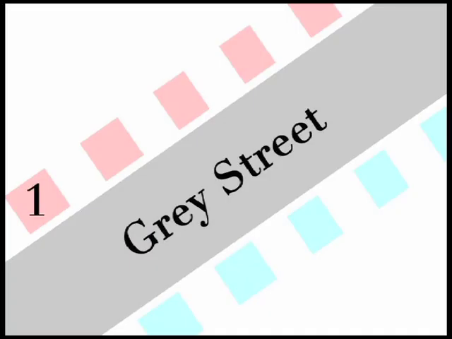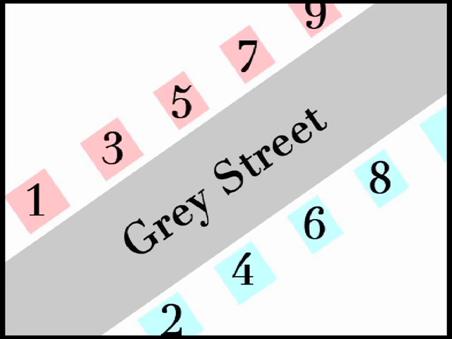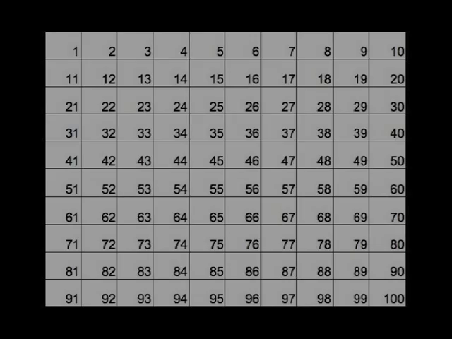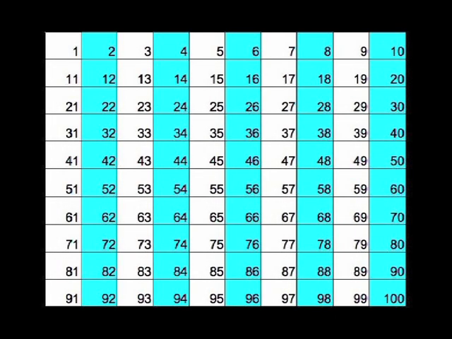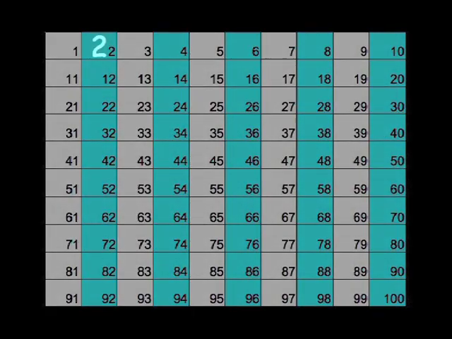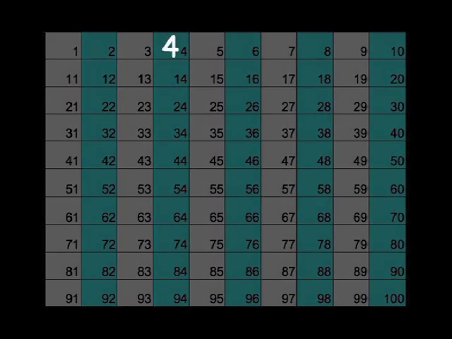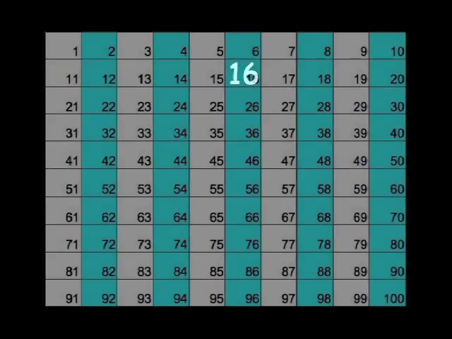Incidentally, even numbers of houses in a street tend to be all on one side, but this is not always the case. If you shade all the even numbers on a 10 by 10 grid, you'll see a very clear pattern emerging. 2, 4, 6, 8, 10, 12, 14, 16.